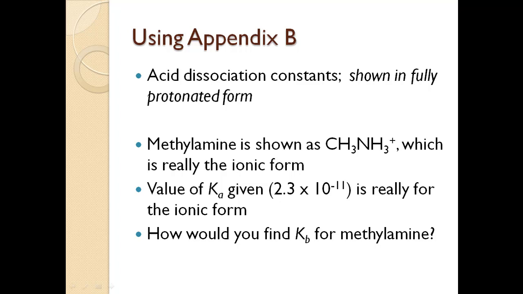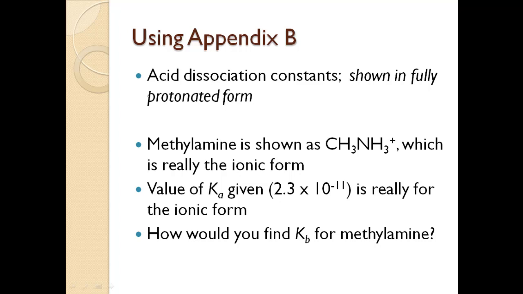You guys are going to have to get familiar with using Appendix B. Appendix B has all of the acid dissociation constants that you're going to need for any problem that I give you. Realize that each compound is shown in its fully protonated form. So for example, methylamine, which you know is CH3NH2, you're not going to look for it as CH3NH2. You're going to look for it as CH3NH3+, which is, again, its ionic form. It's the fully protonated form of methylamine.